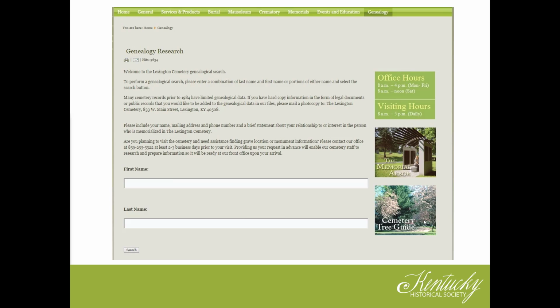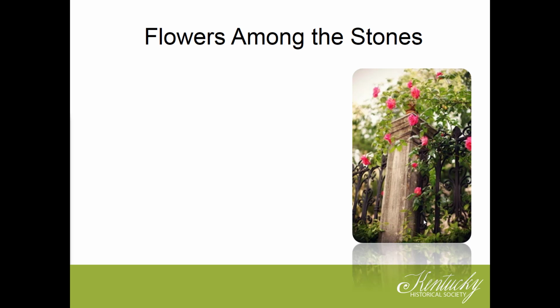Here's another. This one is for Lexington Cemetery. Again, this is one of those where you plug in the name and they can give you a location. One of my favorite things to do when I visit a cemetery is to take a look at the flowers that are around. Flowers, trees, shrubs, anything that looks like old growth that may have existed or been planted near the time of death or burial for the person that you're researching.